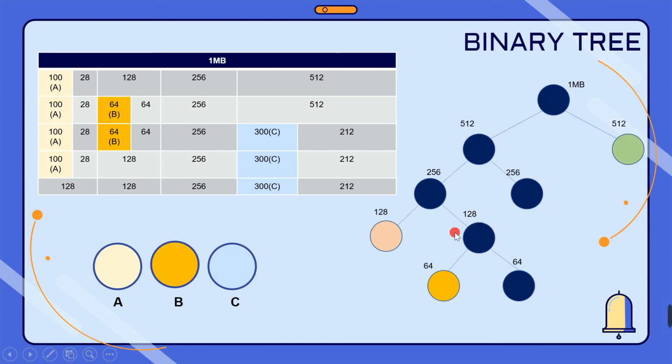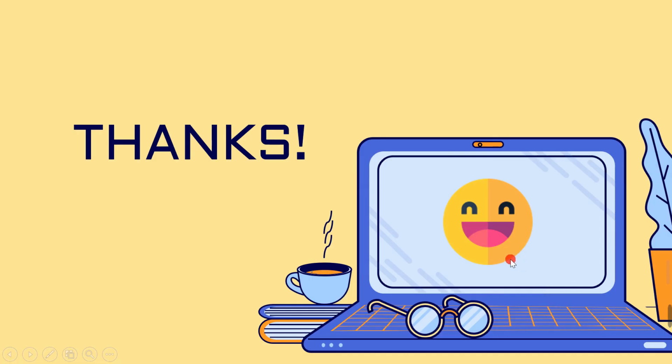From 128 kilobytes here, we can divide again and get 64 kilobytes. So it's enough to allocate process B. For process C, we don't divide the memory, it just uses it here. So this is how to draw a binary tree. That's all from me. Thank you.